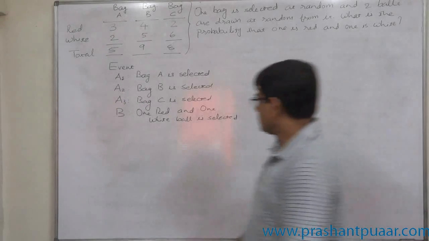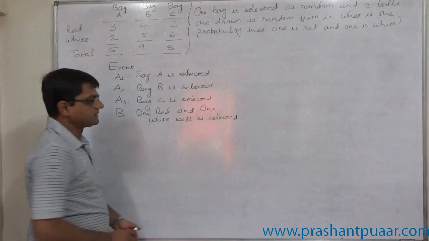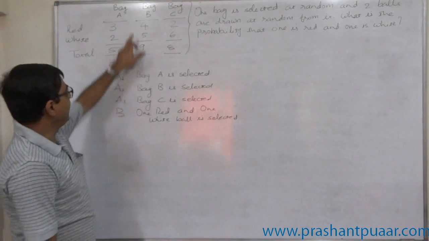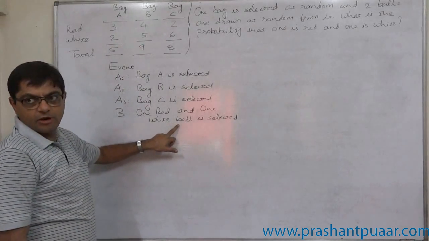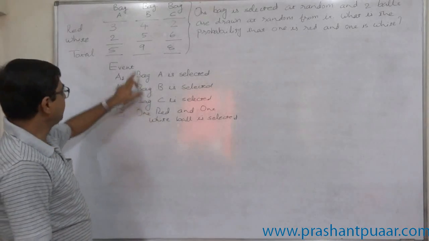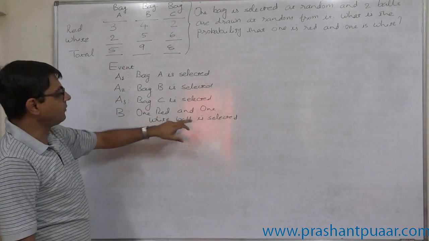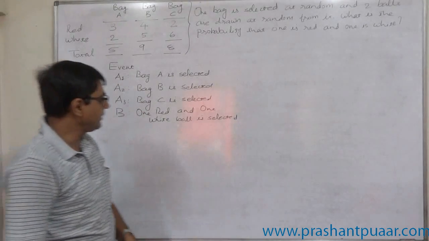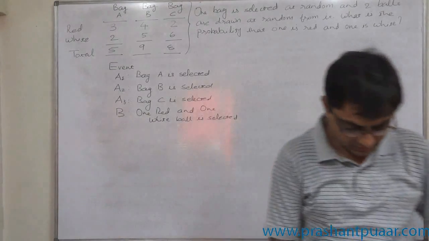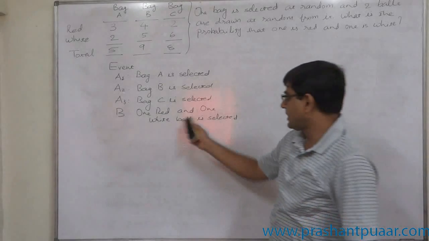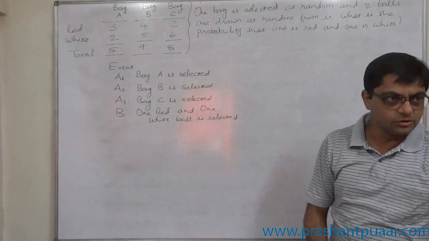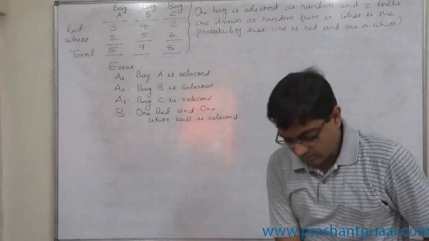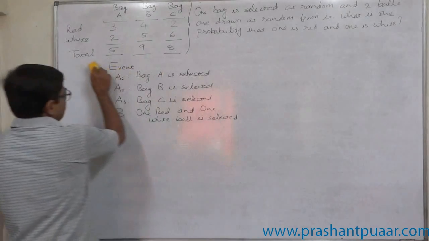Okay. Now the selection of one red and one white ball is possible in 3 mutually exclusive ways. Bag A is selected and one red and one white ball from it, or bag B is selected and one red and one white ball from it, or bag C is selected and one red and one white ball from it. Yes, so selection of one red and one white ball is actually a conditional event. We are going to use the tabular approach.